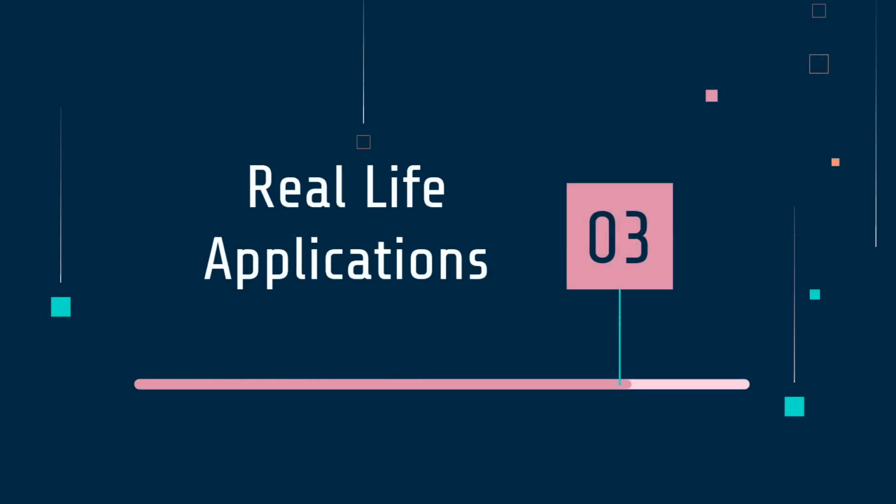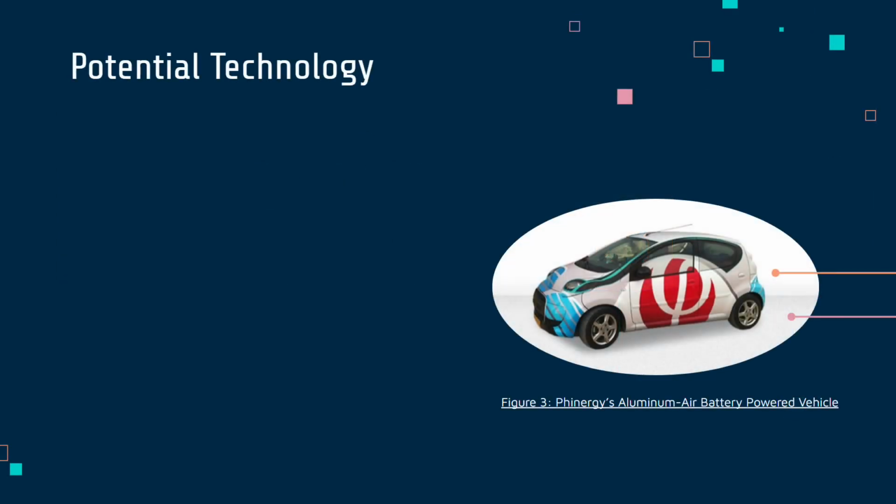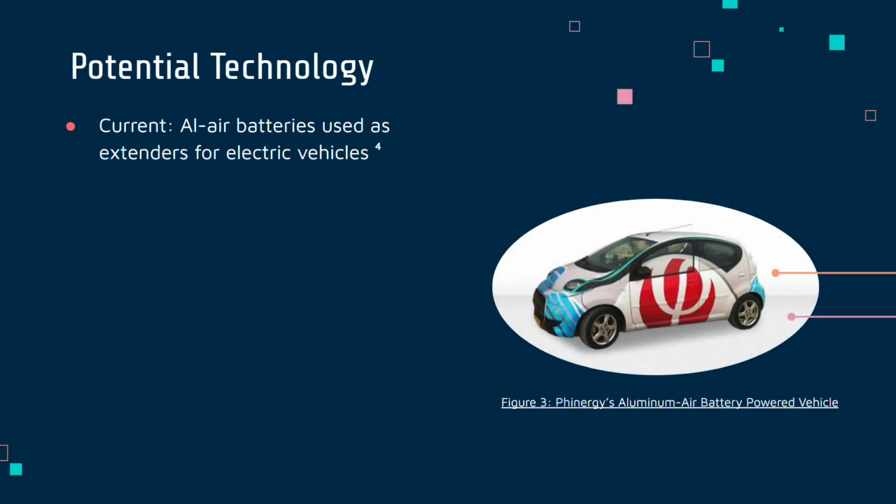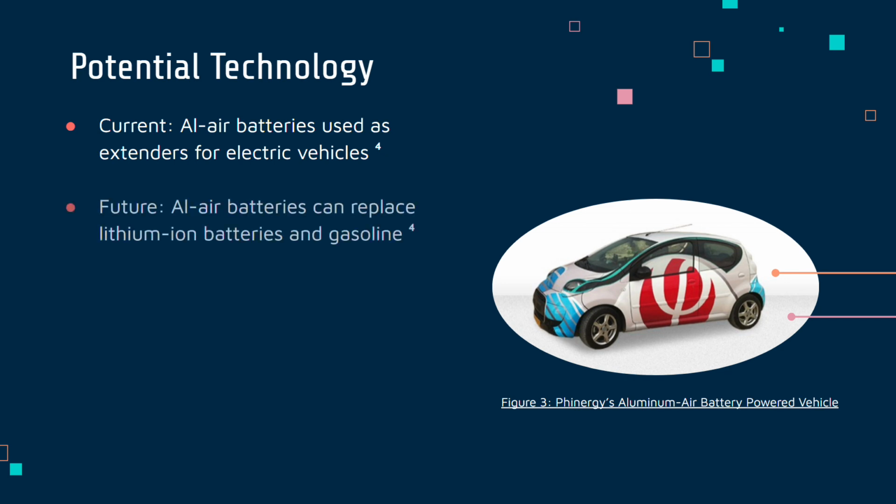Real-world applications. Potential technology. Currently, aluminum-air batteries have been utilized as extenders for electrical vehicles. When the car's lithium-ion battery runs out and a recharge is unavailable, aluminum-air batteries have been useful as a substitute, allowing the vehicle to run even further distances. In the future, experts believe that aluminum-air batteries have the potential to replace lithium-ion batteries and gasoline. If technology is able to advance and more research is conducted on this type of battery, most land vehicles such as cars, buses, trains can also be powered by batteries.